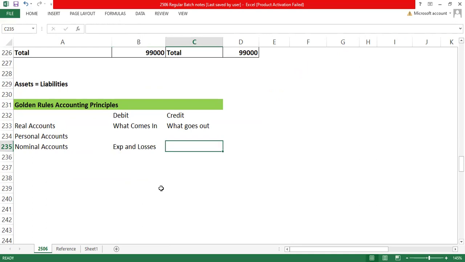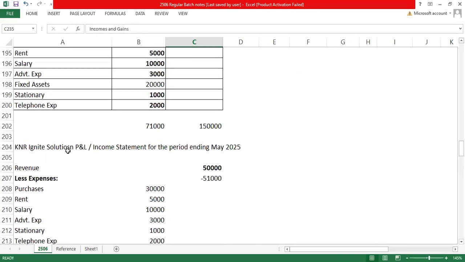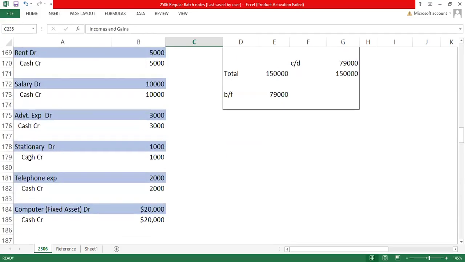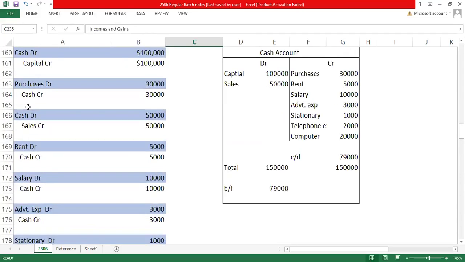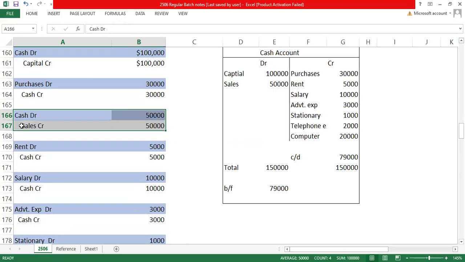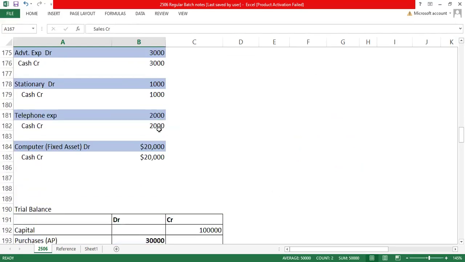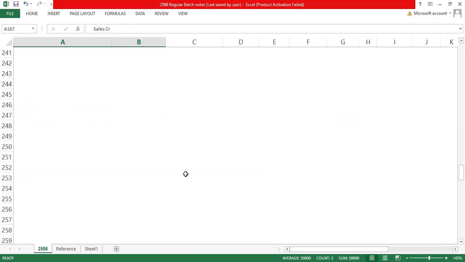As a part of credit, what do we do? All incomes and gains go on the other side. Whenever you have any gains, like your revenue, sales, the sales account is a revenue. Here is my sales. The sales account is also a nominal account. This has a credit balance. It is something coming in, right? So as part of the sales, it is an income.